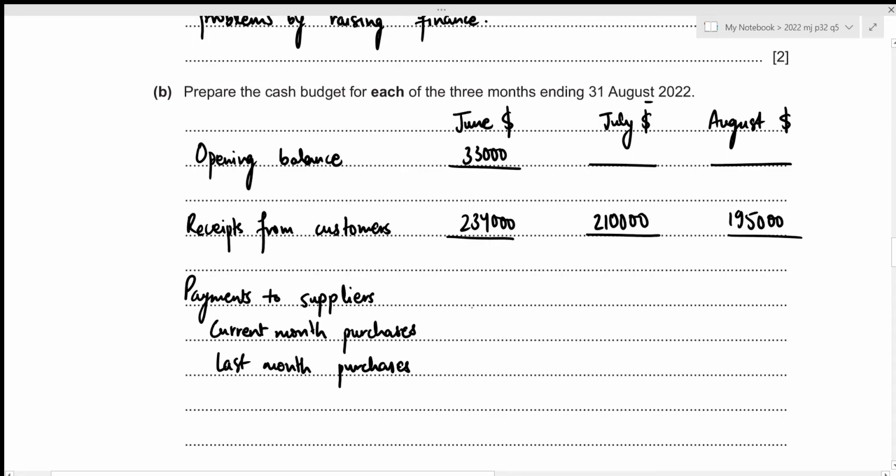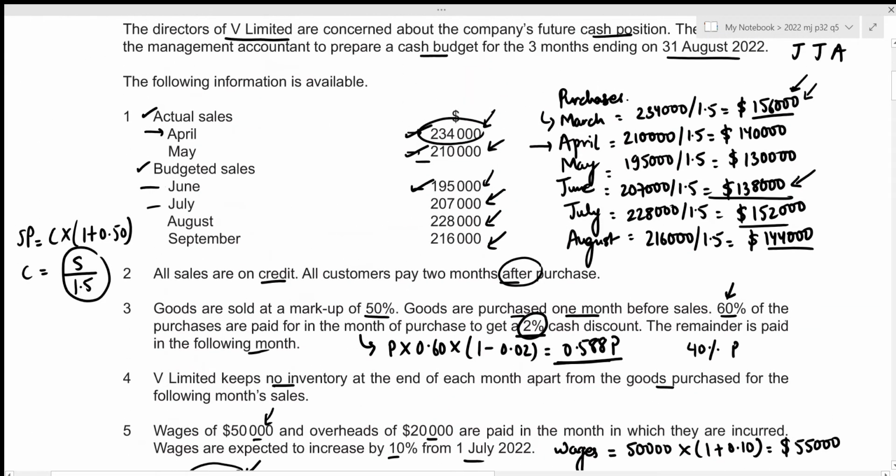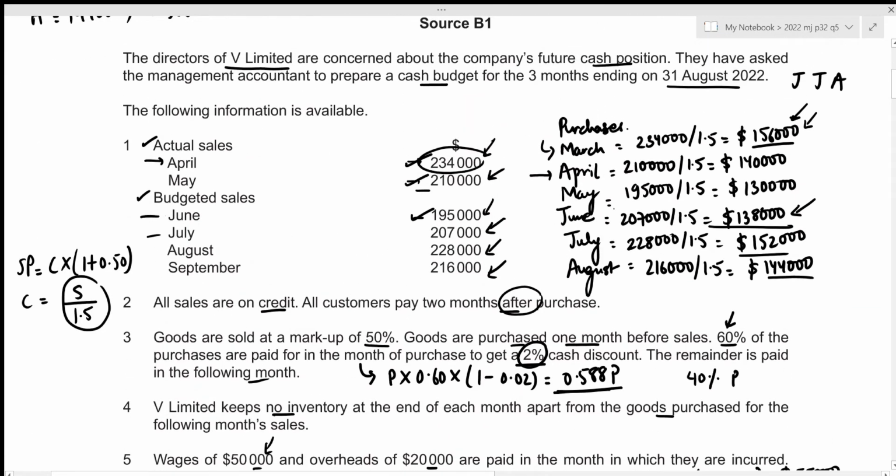So that will be 81,144, 89,376, and 84,672. Then let's calculate our last month purchases. So if we're talking about the payments to be made in the month of June, we need to pay out 40% of the purchases made in May.